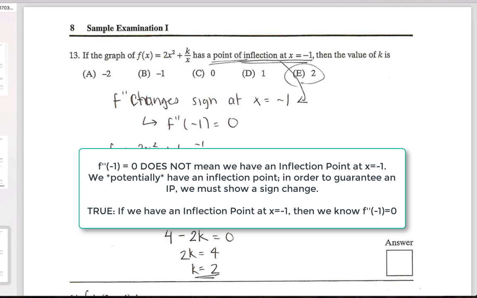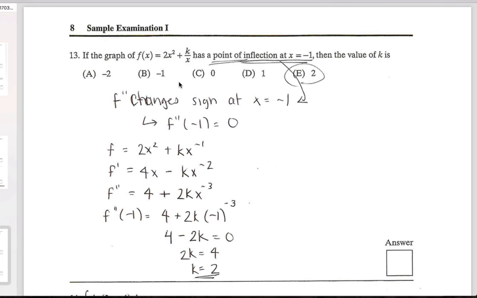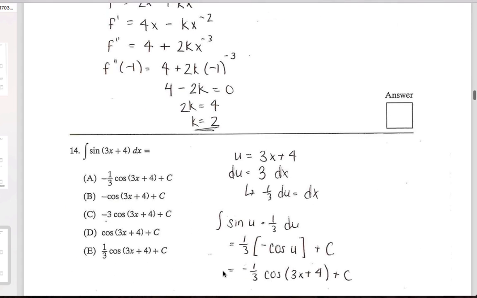So now that I know that f double prime equals 0 at x equals -1, I can just go ahead and do it. I would rewrite my equation, instead of k over x, as kx to the -1. So I have then the derivative is 4x minus kx to the -2. Then take another derivative. I have 4 minus 1 times a minus 2 is plus 2kx to the -3. At that point, I would plug in the -1. And then I know, again, that f double prime of -1 equals 0. So that's what I did. Right there, I set it equal to 0, and I got my answer, k equals 2.